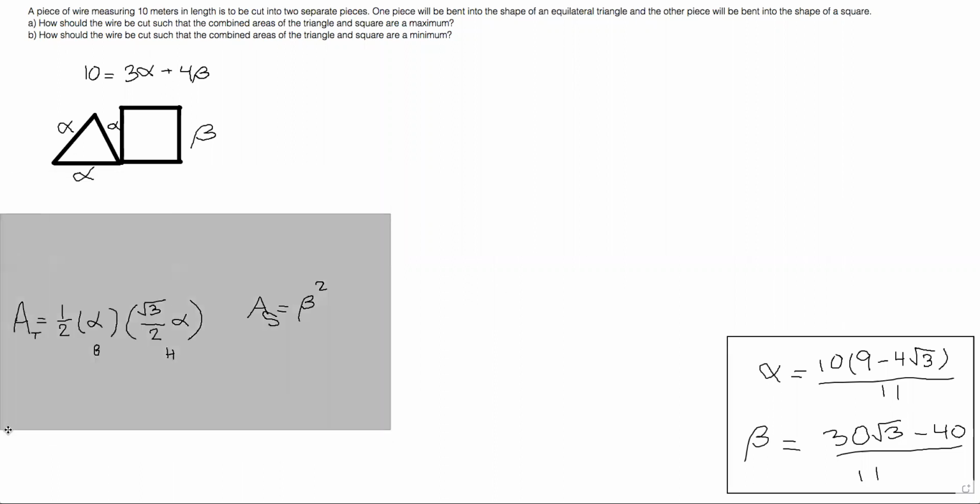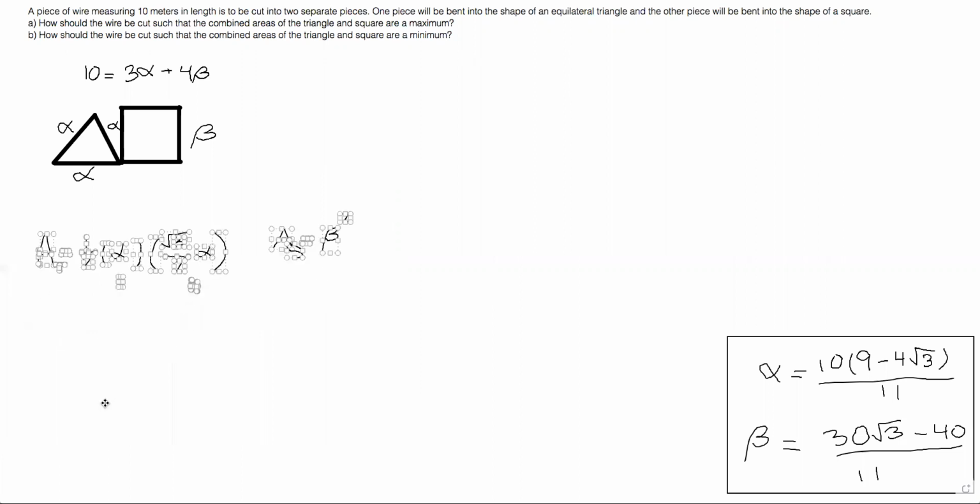So our total combined area is going to be the area of the triangle, which is A sub t, plus the area of the square, which is beta squared. So that means the combined area we know from before is square root of 3 alpha squared over 4 plus beta squared gets us our total combined area. So we can plug in our expression we have down here. We can plug this value in for alpha, and then we can plug the value below it in for beta. And when I did that, I got the following.